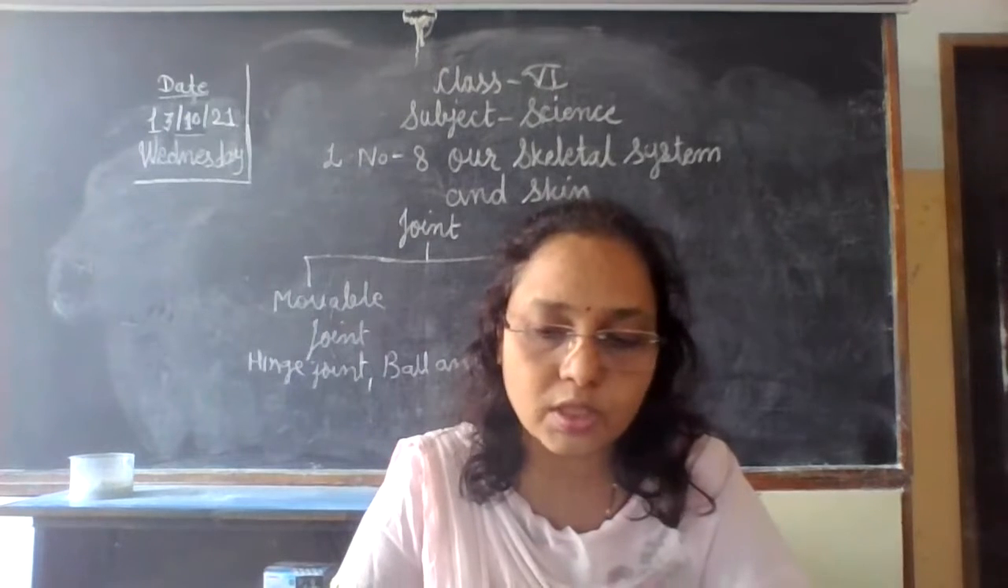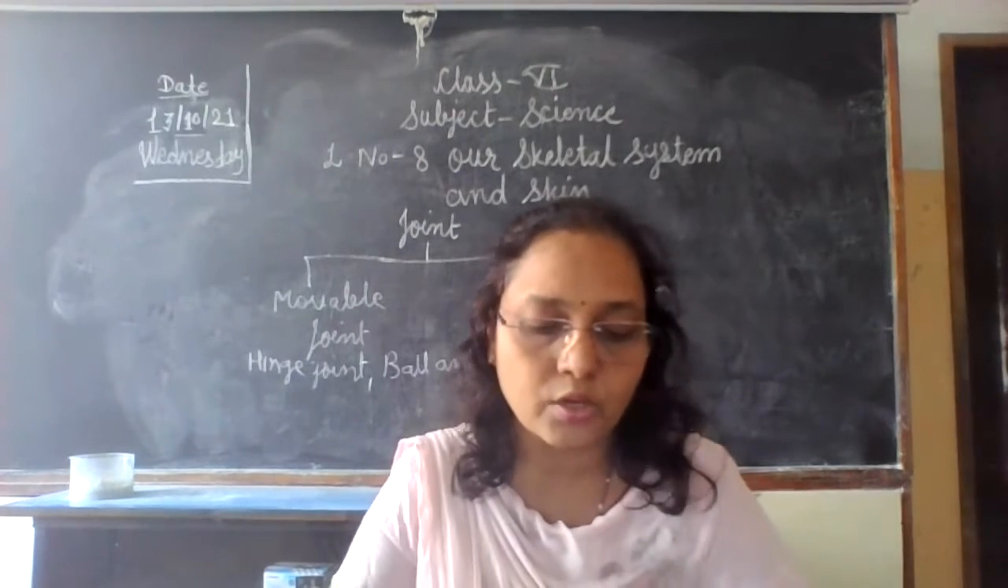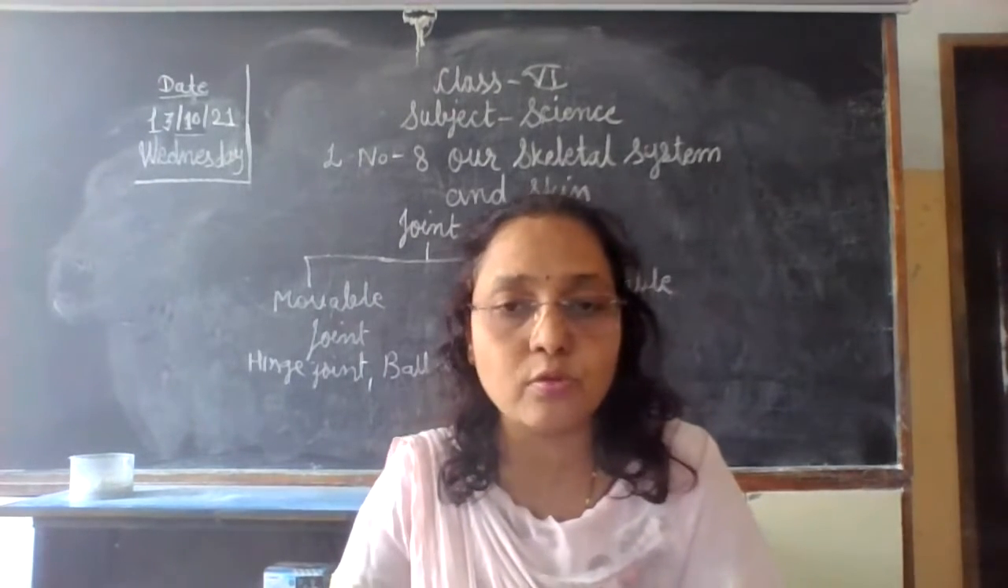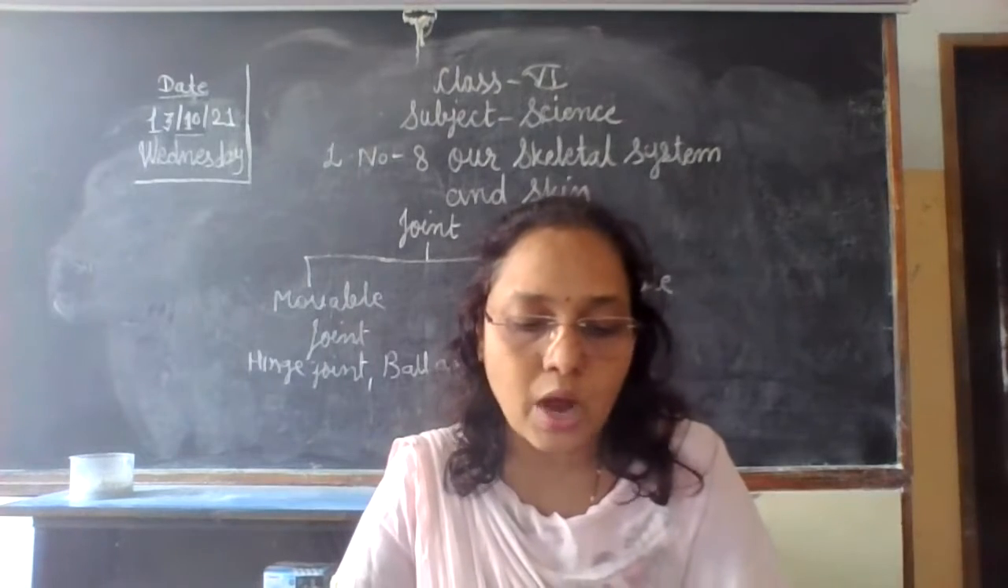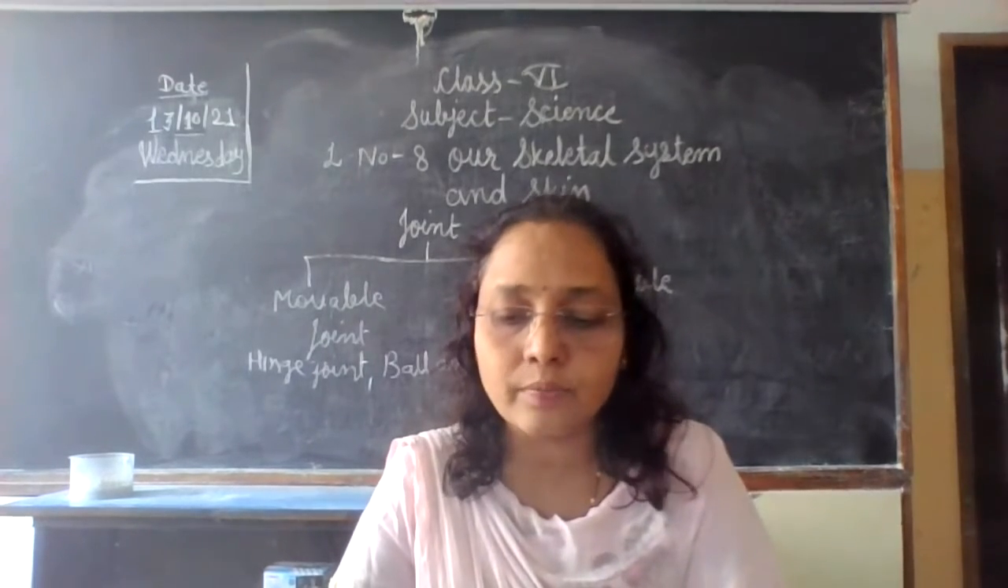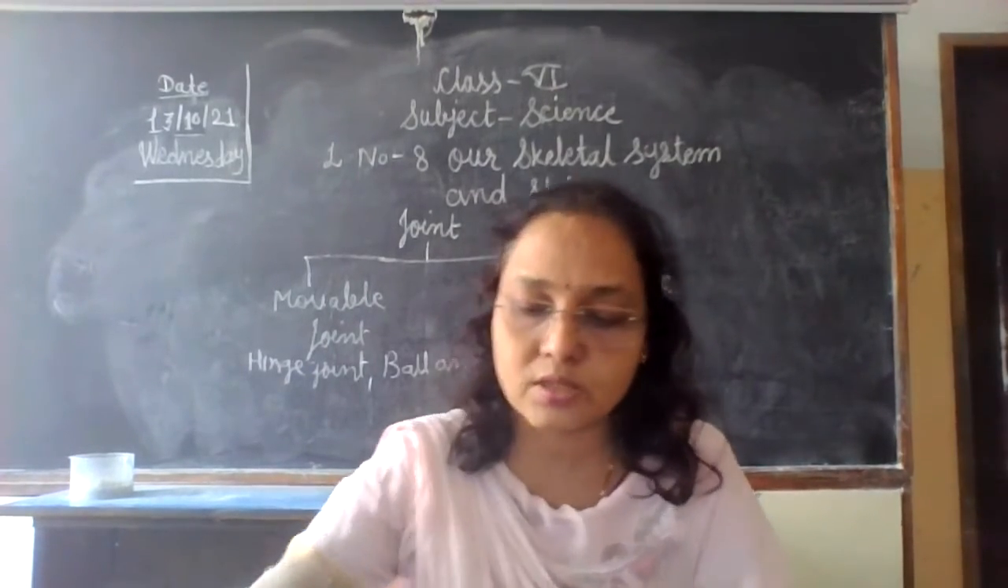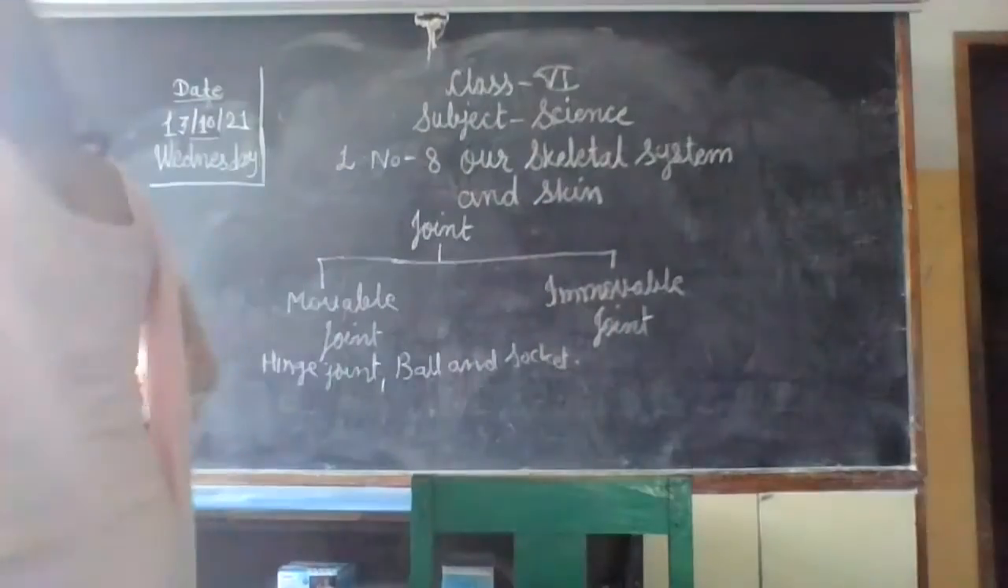Okay, so see the structure of skin. Human skin is made up of two main layers. The outermost layer is called the epidermis. See the structure of skin.